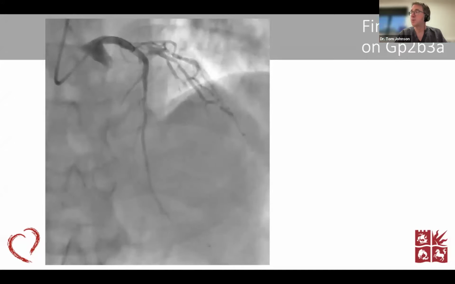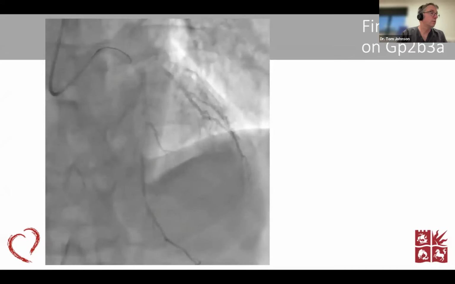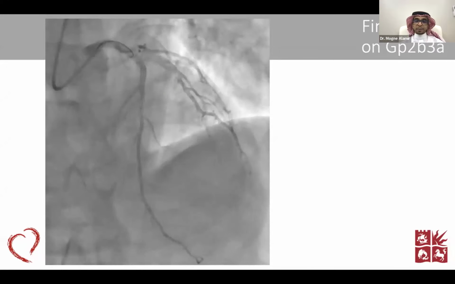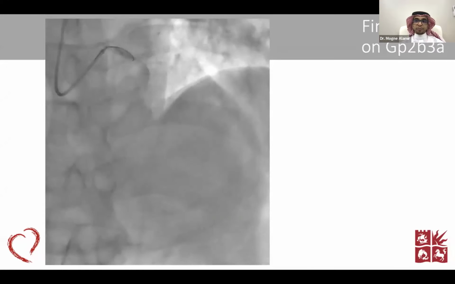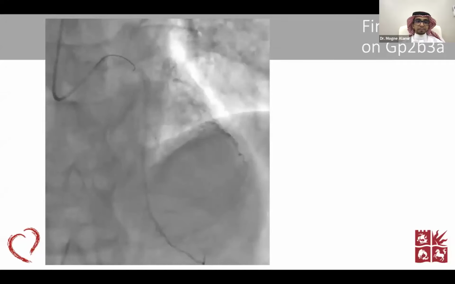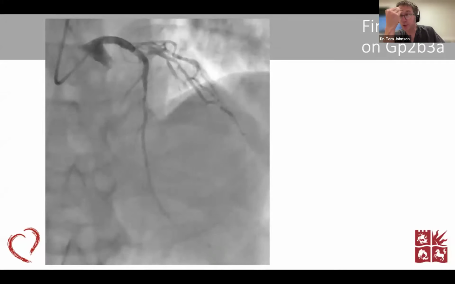So would you bring this patient back, Mopney? Actually, it depends on the clinical situation. If the patient continues to be asymptomatic and the ST elevation has improved, I'll leave him alone and just treat medically, and that's it. Yeah, so this was actually only in December.